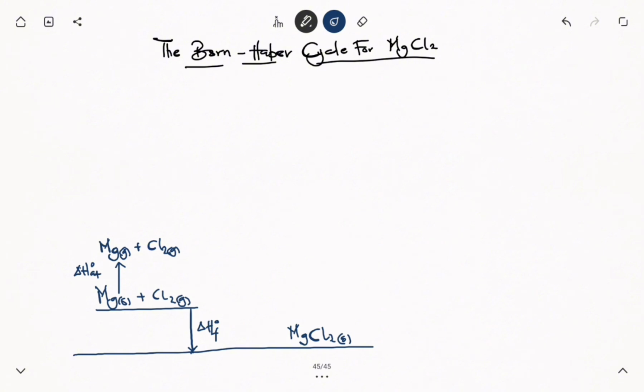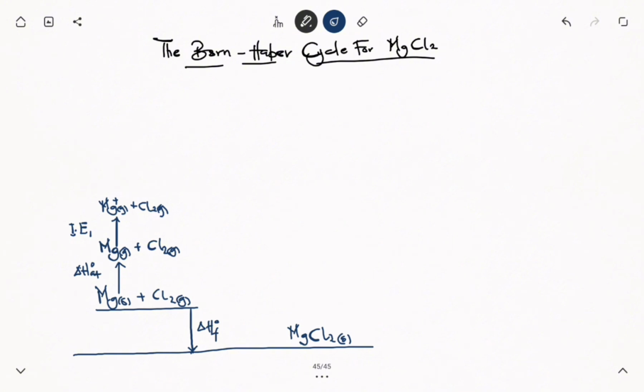Now magnesium has a valency of 2, and we need to form magnesium chloride. So what do you think is going to happen? We remove the first electron from magnesium, and the energy change involved there is ionization energy, and specifically it is the first ionization energy. So we call it IE1. So that is the first ionization energy for magnesium.